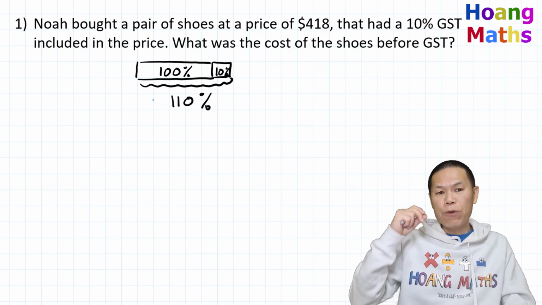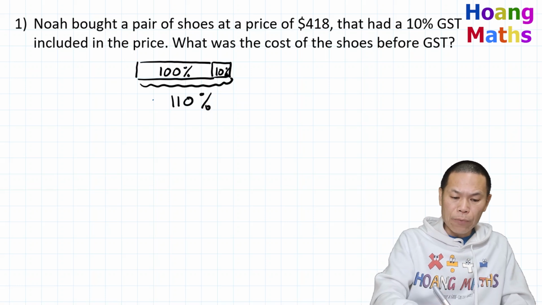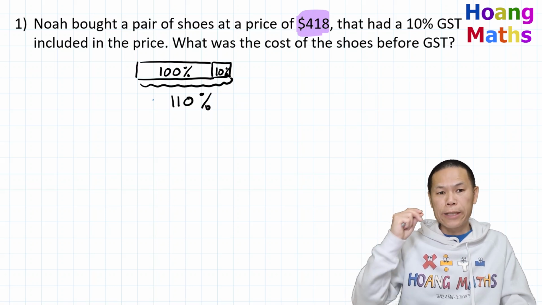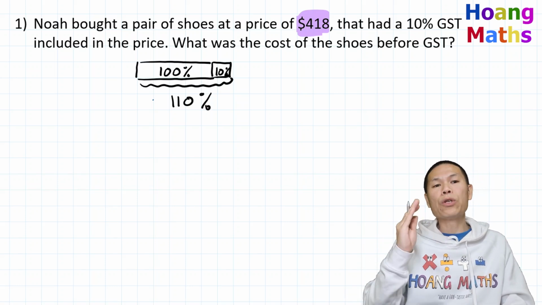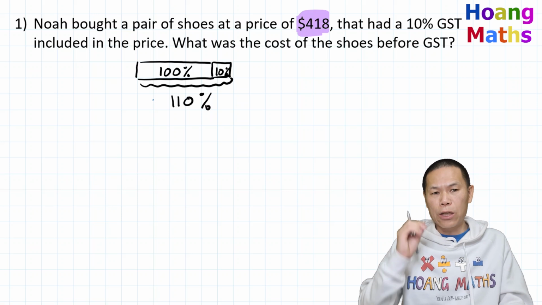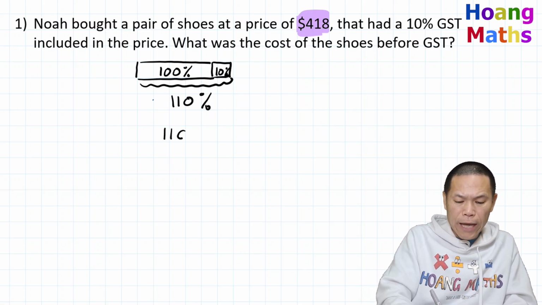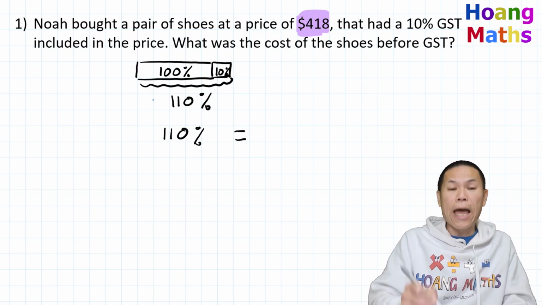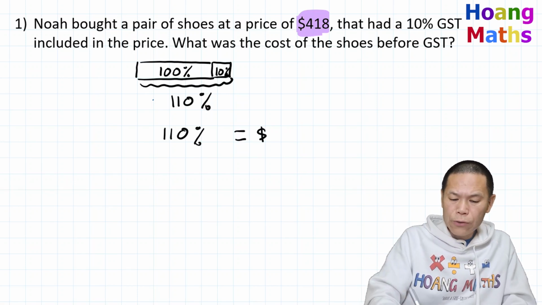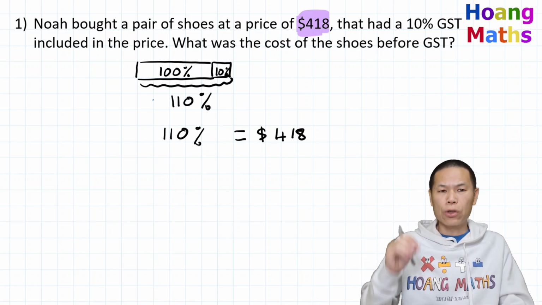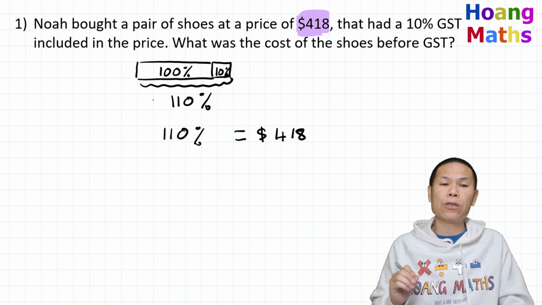So this means that if we pay 110%, that is $418, because that is already including 10% tax. So what we do is use the unitary method to work this out. So if I pay 110%, this means that I pay $418. This is how much I pay, including 10% tax. So that means 110% altogether.